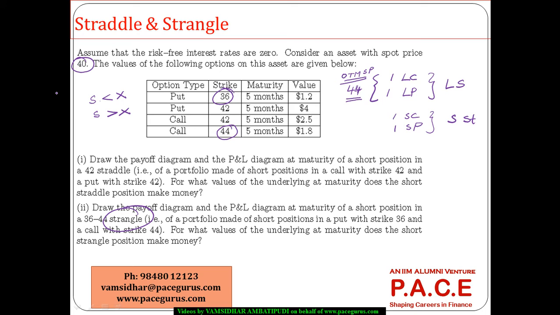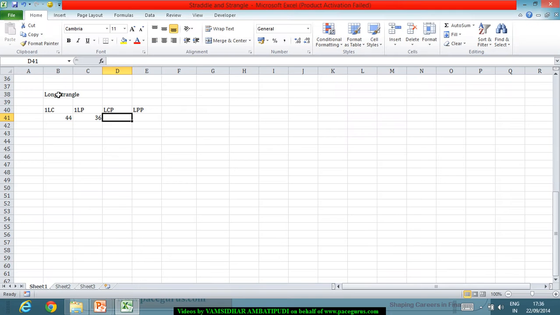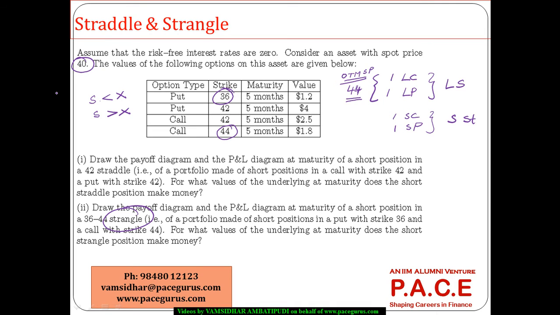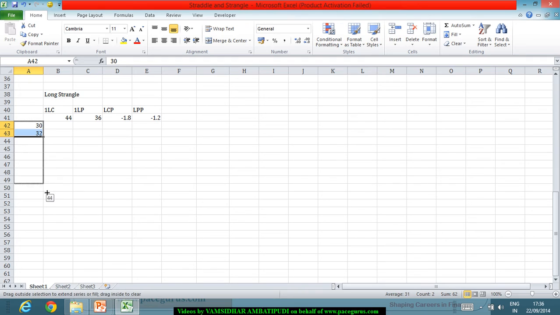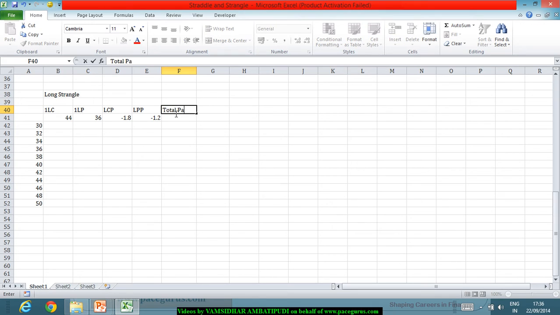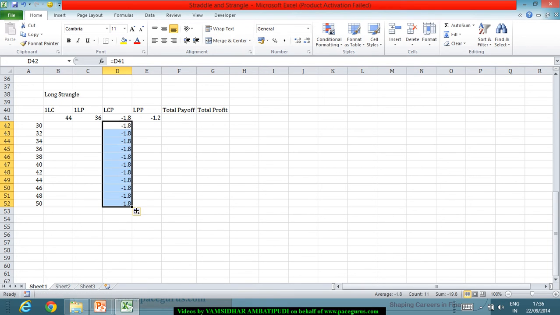So what will I get? The long call is going to cost me $1.8, and the long put is going to cost me $1.2. Now the same logic applies if I go right from 30 to 50, with different possibilities of the stock price: the total payoff, where I don't include the premium, and the total profit, where I include the premiums as well. So here I can take this number as it is, as we have been doing earlier.